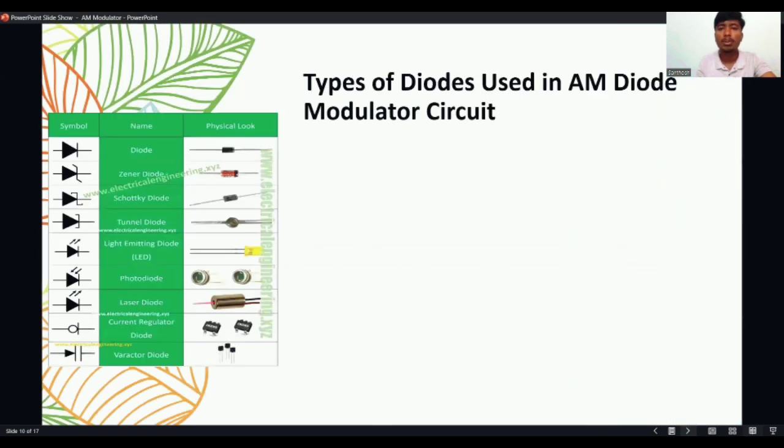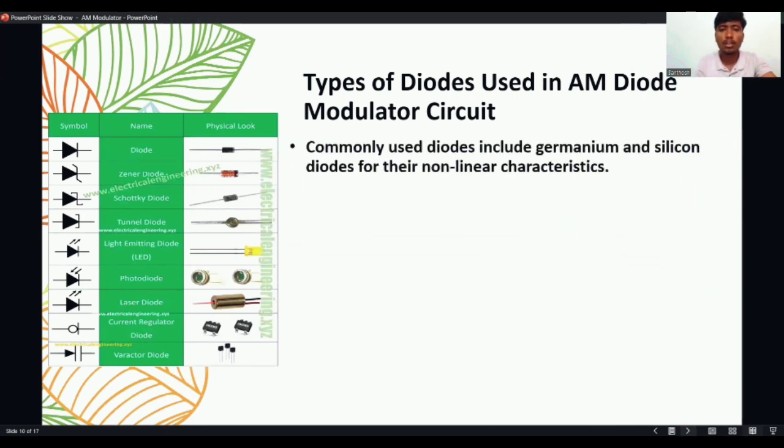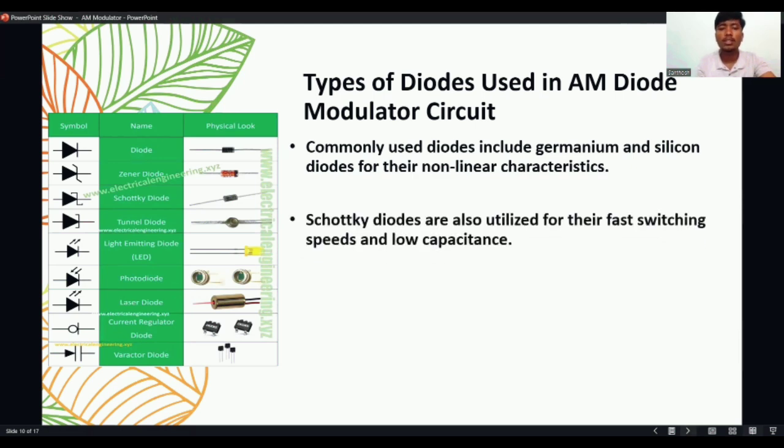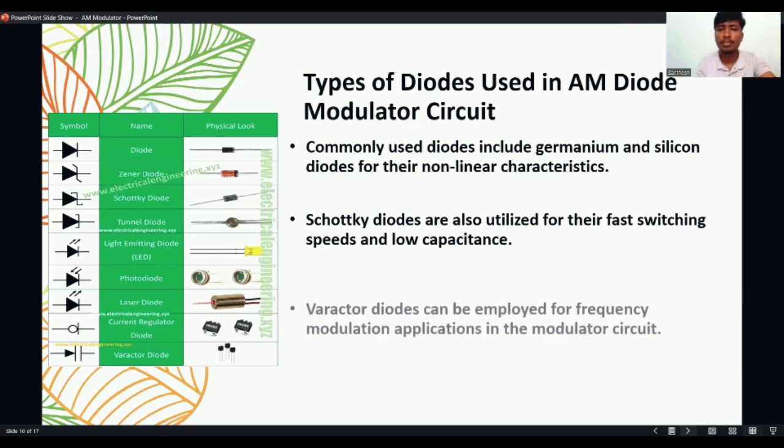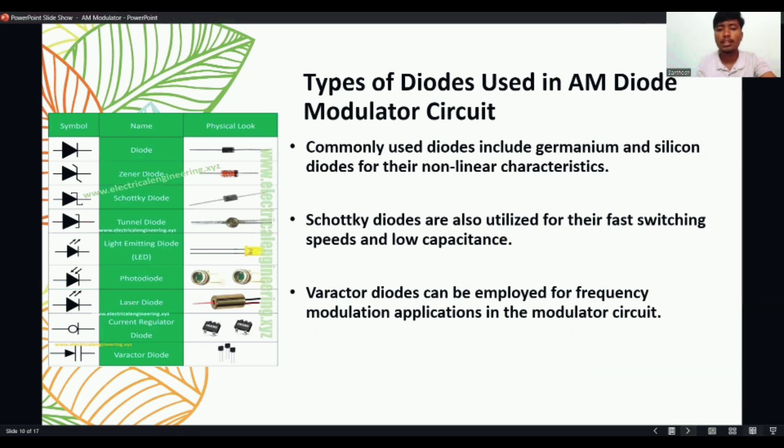And then types of diodes used in AM modulator circuit. Commonly used diodes include germanium and silicon diodes for their nonlinear characteristics, and Schottky diodes are also utilized for their fast switching speeds and low capacitance. And finally, varactor diodes can be employed for frequency modulation applications in the modulator circuits. And here you can see some of the types of diodes which can be used.